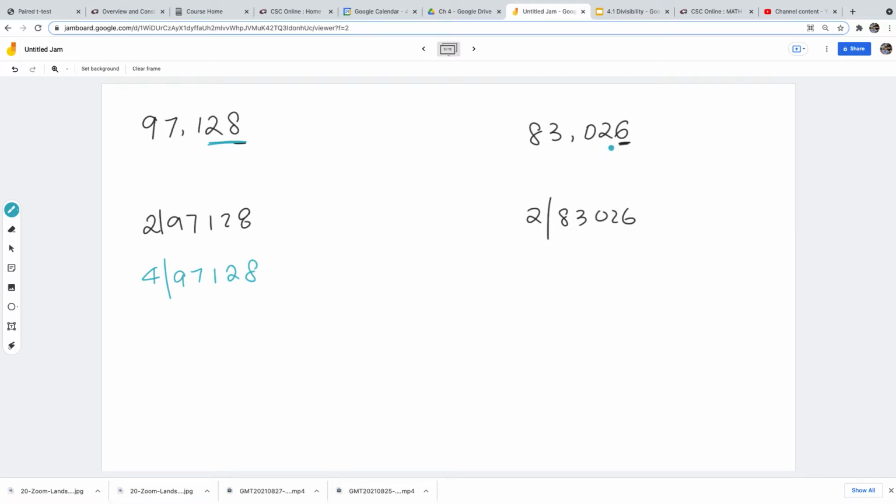Yes, 4 divides 28. So even without dividing this big number by 4, we know that 4 does divide 97,128. Now look at 26 for divisibility by 4. 26 is not divisible by 4, so 4 does not divide 83,026. Okay? How about divisibility by 8? To consider divisibility by 8, you need to look at all 3 digits, 128. This is so much easier to divide by 8 than 97,128, isn't it?